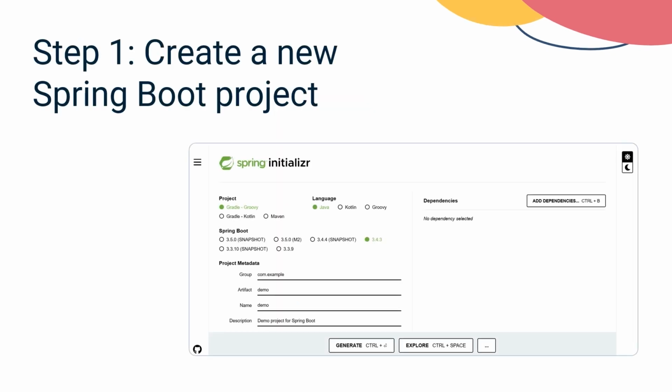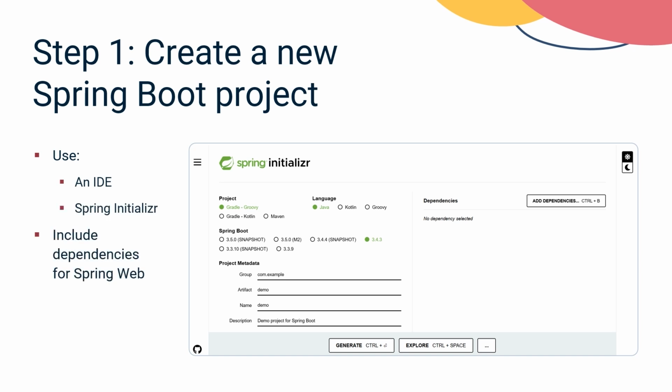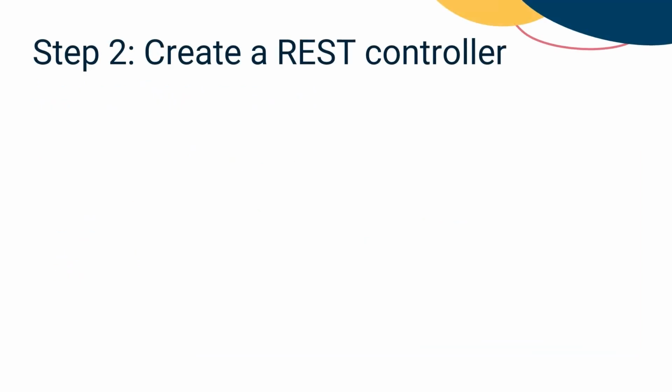Let's dive into URI versioning in Spring Boot. The first step is to create a new Spring Boot project using your favorite integrated development environment, or IDE, or Spring Initializer. Ensure that you include dependencies for Spring Web. Next, create a simple REST controller.